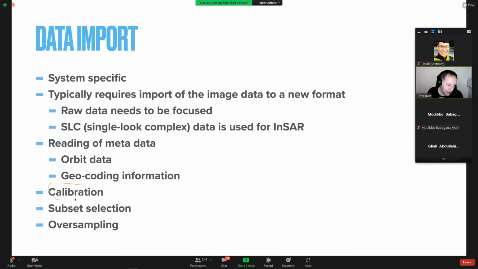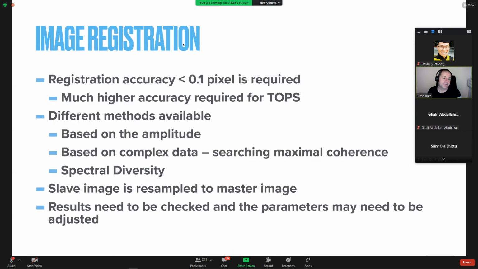Then you may need to calibrate the data. Maybe you're just selecting a subset of the data. Sometimes we also produce interferograms on oversampled data. Again, I think nowadays this is less common because our data resolution is already quite enough. I don't think we do that so much anymore, but you can also process it on oversampled data. Okay, that would be the data import.